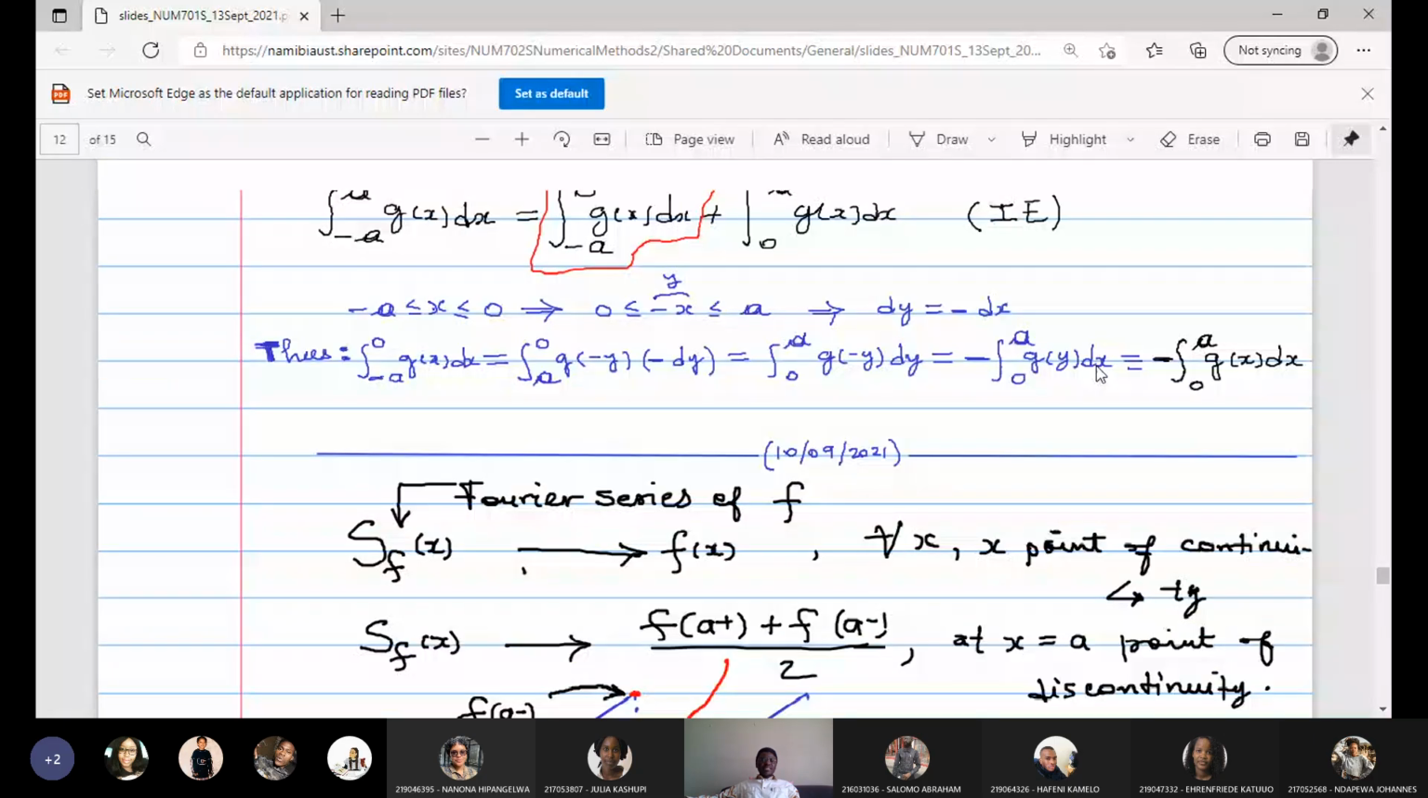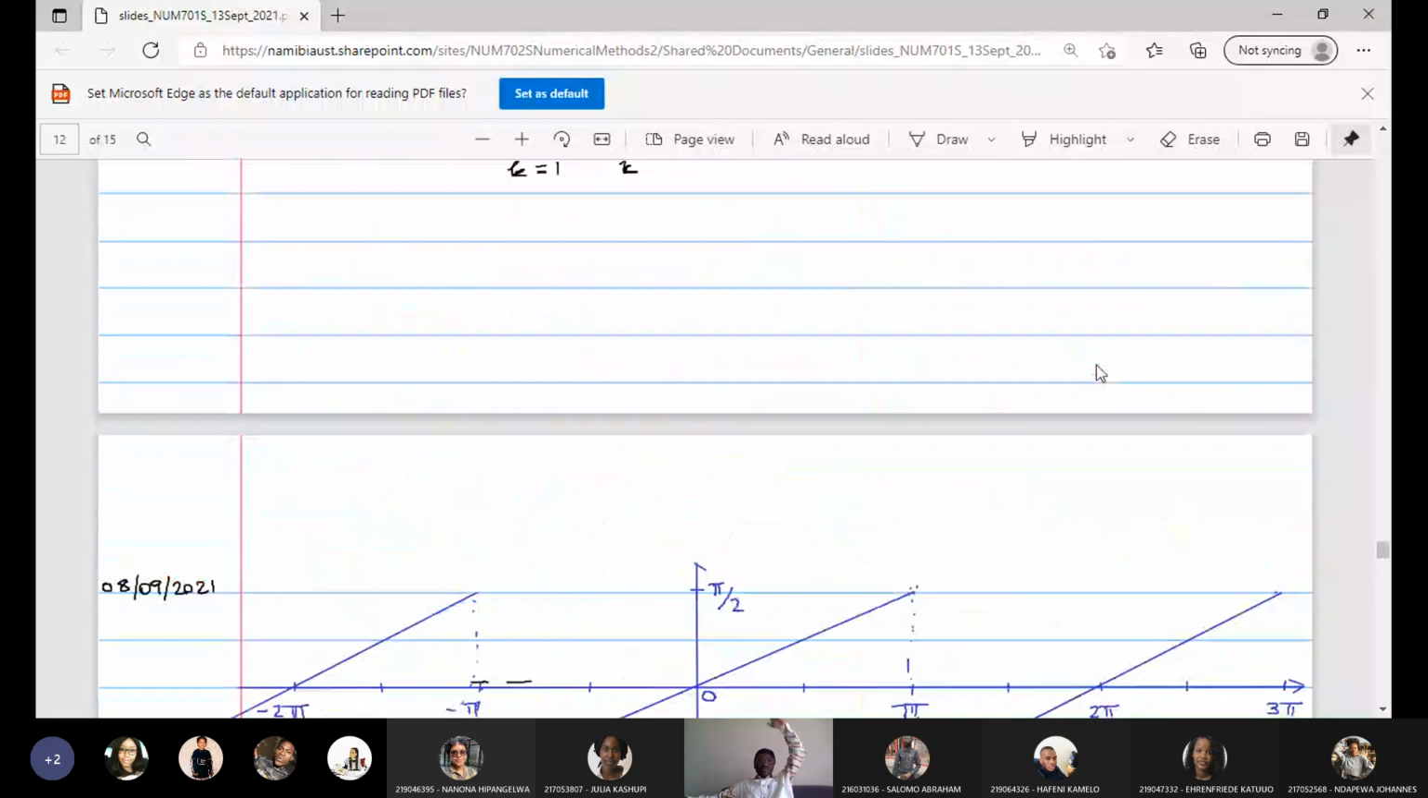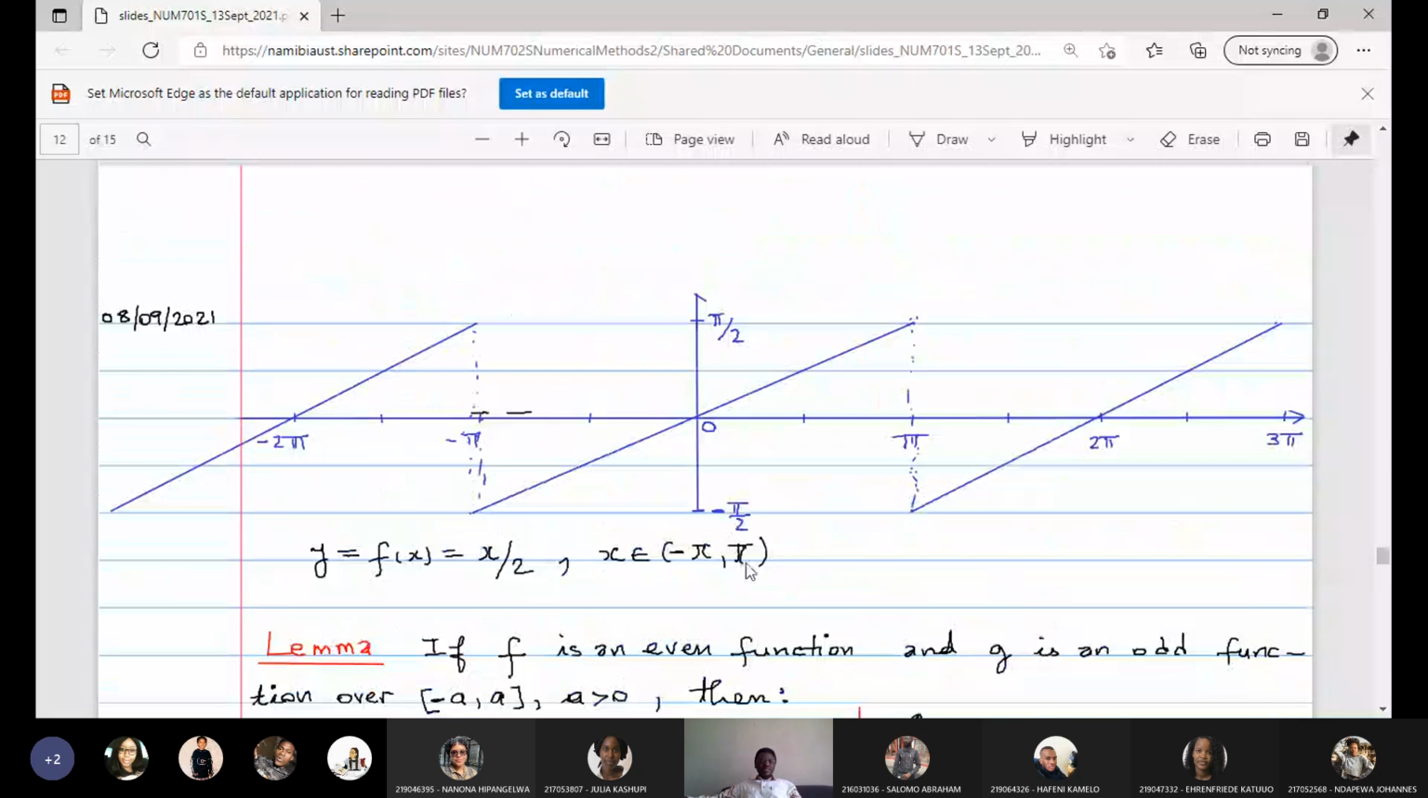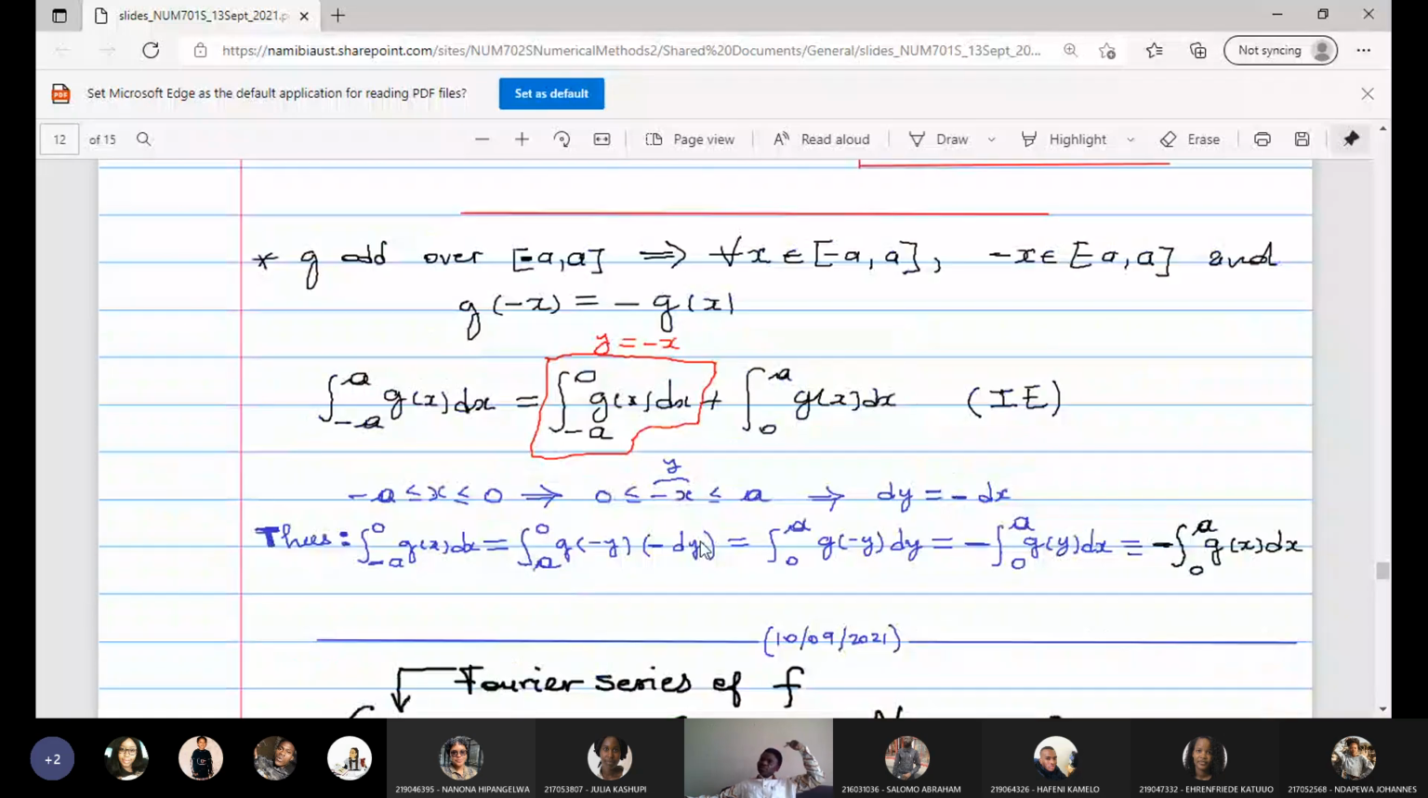You can see, like in this case, it's given from negative pi to pi, so you can use the full range from negative pi to pi. You can use that. But if you know that it is even or odd, you can still split that interval into 2 and use the other one.